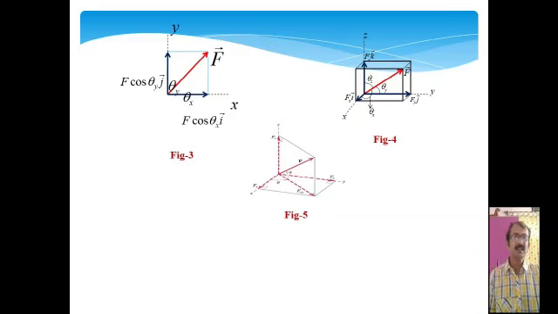Now, in figure 3, that F can be represented in the polar system, that is F cos theta x and F cos theta y, in the representation of the vector form. Similarly, in figure 4 and figure 5, it can be represented in the form of a vector.